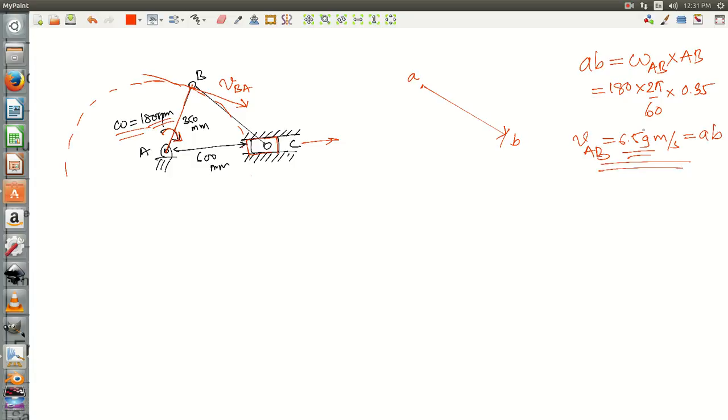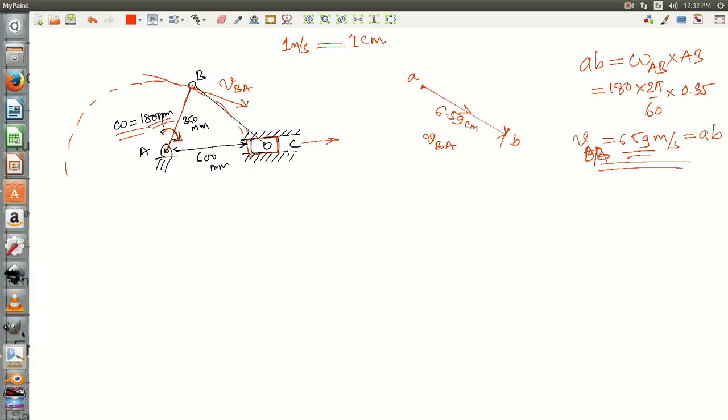Now let us consider a suitable scale, that is 1 meter per second equals 1 centimeter of the drawing. Hence, this can be marked along the perpendicular direction to AB with 6.59 centimeters. This direction will represent the velocity of B with respect to A. Sorry, this is your BA.